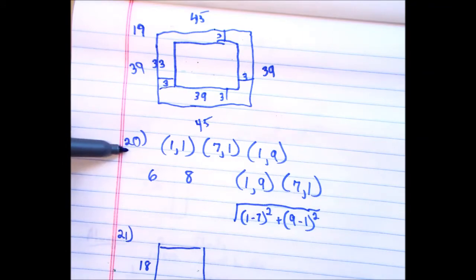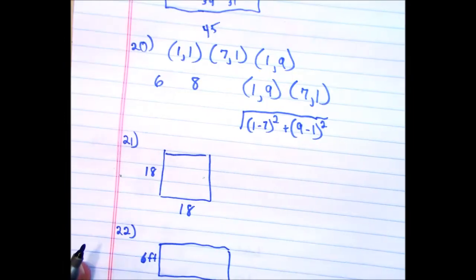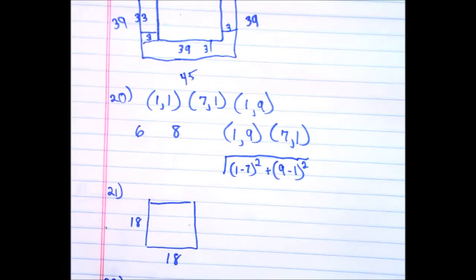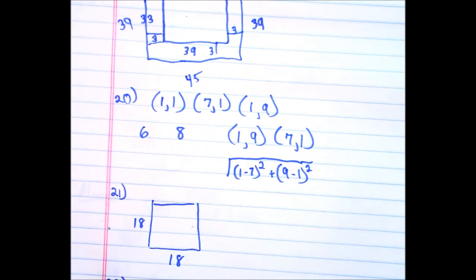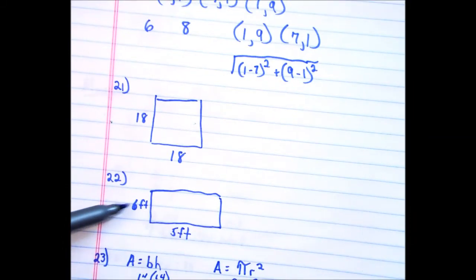Problem 20 is another perimeter problem, except it's on a graph, so you're going to use the distance formula. Problem 21, they said it's a square, and they said 72 was the perimeter, so hopefully you know you take a square with all equal sides and divide 72 by 4, and you get 18. Problem 22, you have to make sure to change your 2 yards to feet. So you have 6 feet by 5 feet. That'll help you get the area correct.